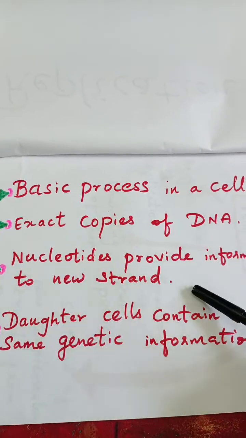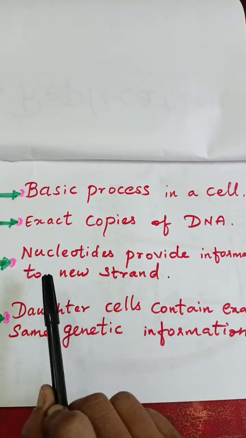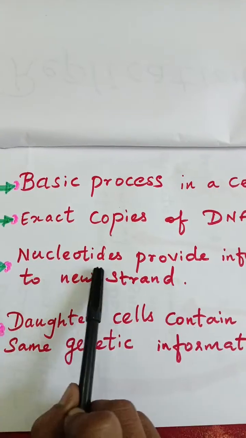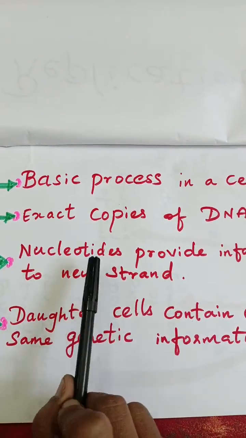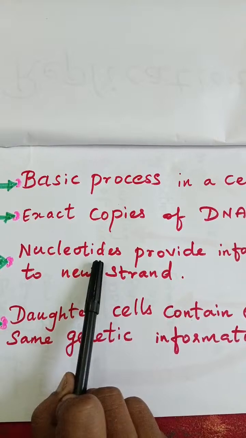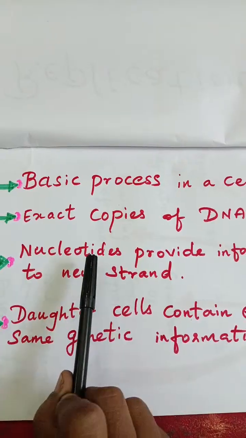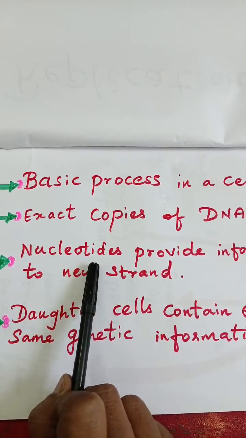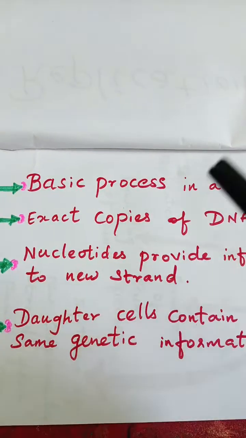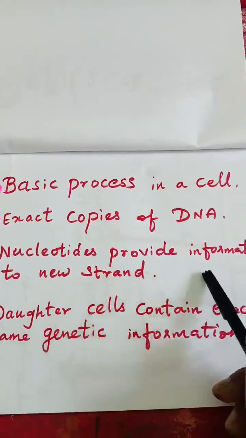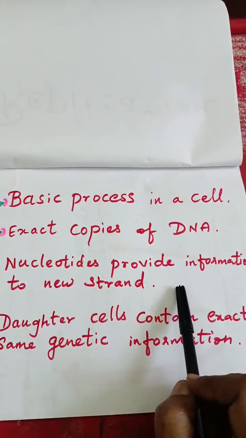Understood. And then the nucleotides provide information to the new strand. What are the nucleotides? It is the substance which contains ribose sugar and nitrogenous bases, and along with that it will have the phosphate group. That is the nucleotide. So this nucleotide strand is going to give information to the new strand which is going to be synthesized. Is that clear?